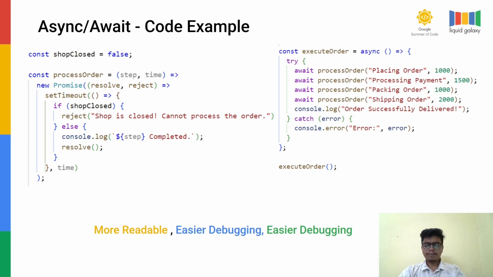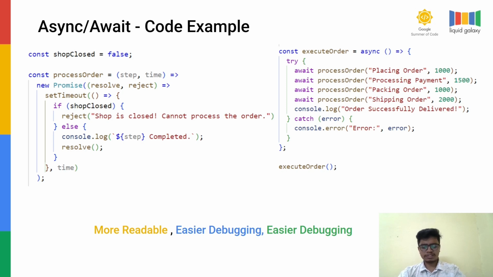So I have taken the same example that we did in the previous promise chaining. So you are familiar with the function process order and this variable shop closed. Now, on the right hand side, you can see another function called execute order, which is an async function because the async keyword is used here. And here it's wrapped inside a try catch block.